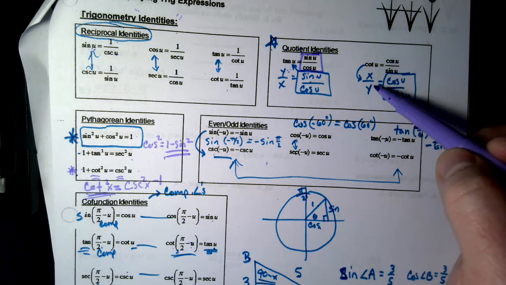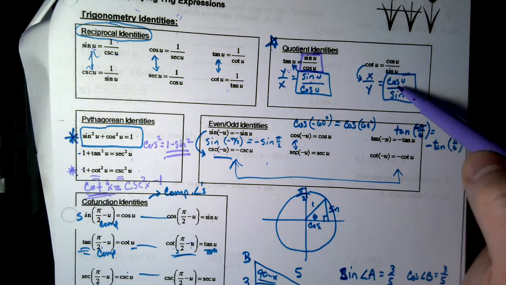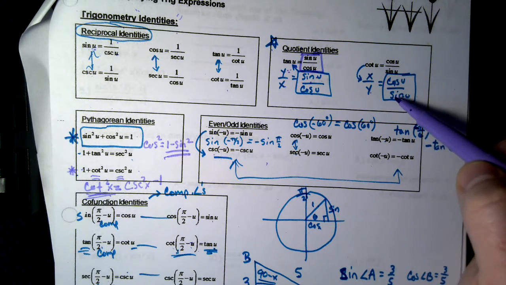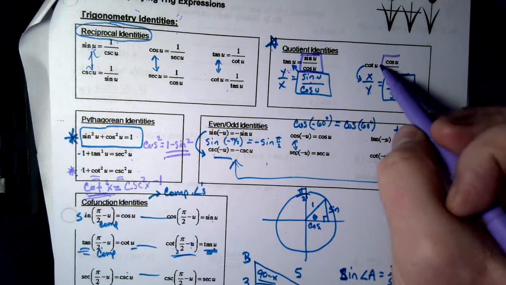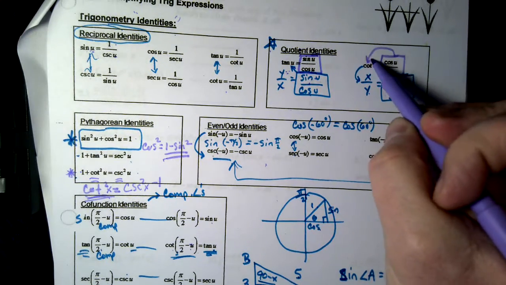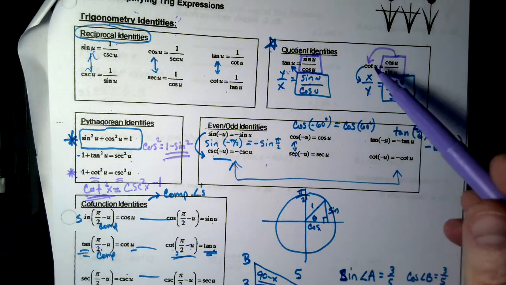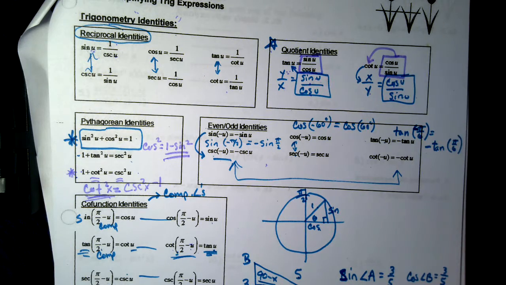Cotangent, we've learned on the unit circle, is x over y. The x being cosine, the y being sine. So we can replace cotangent anytime we want with this little fraction, cosine over sine.